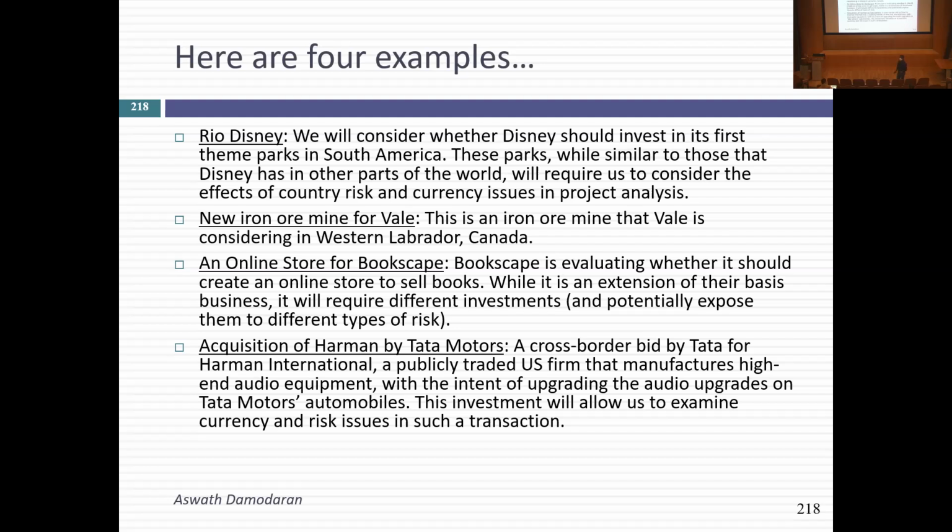And finally, I'm going to talk about an acquisition. Again, a hypothetical acquisition. In this acquisition, Tata Motors is acquiring Harman Audio. For those of you familiar with Harman, it makes high-end stereo equipment. Why would they do that? Because they want to put in high-end sound systems that cause a synergy. So it'll allow me to talk about synergy control.